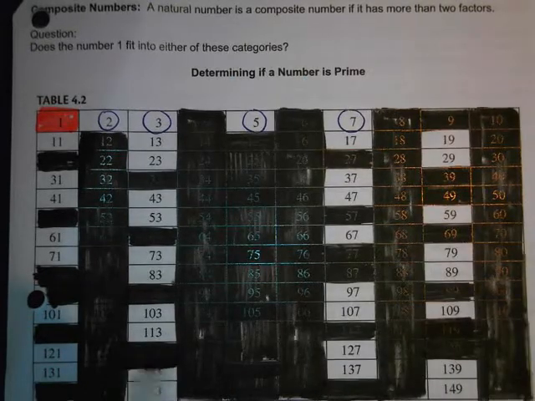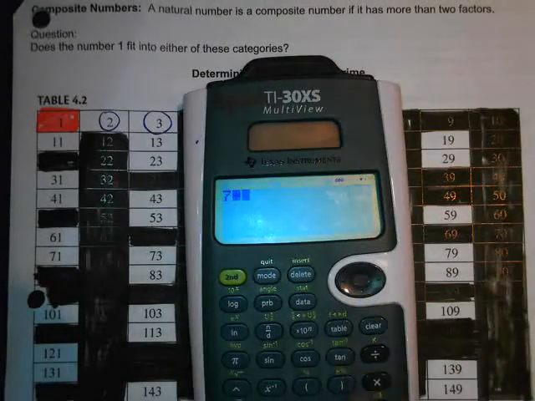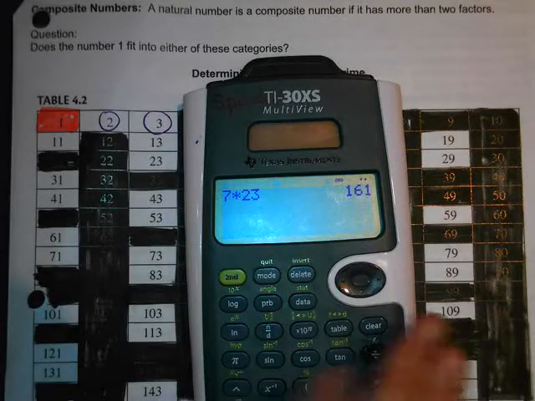7 times 20 I've crossed off because that's an even. 7 times 21, 21's a multiple of 3, so I've crossed off all the multiples of 3. 7 times 22, that's even. 7 times 23, I don't know if I've done that one yet. Oh, I'm off the chart, so I don't have to worry about it. Now I've crossed off all the multiples of 7 on the chart.